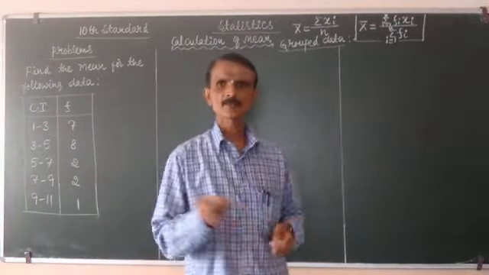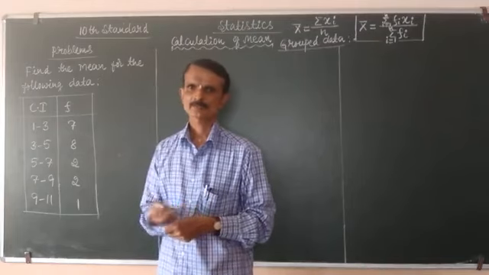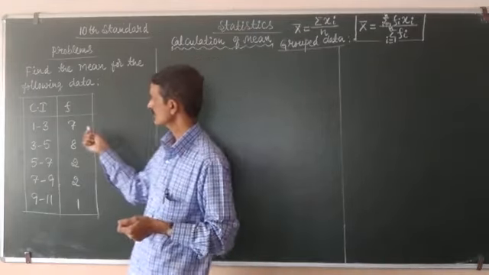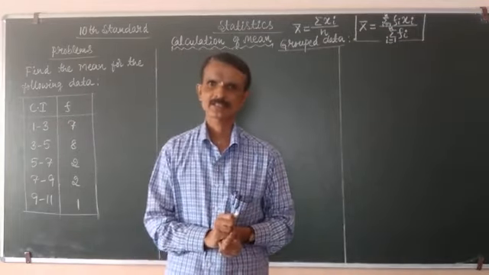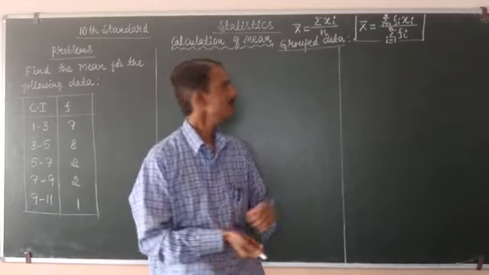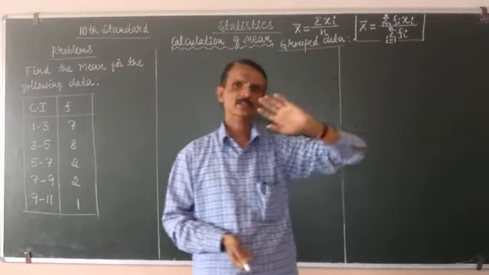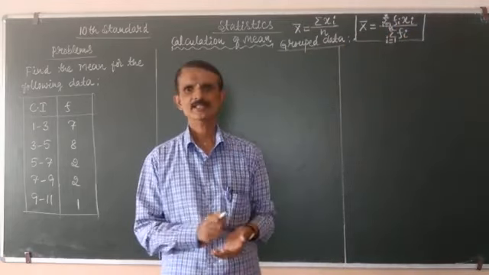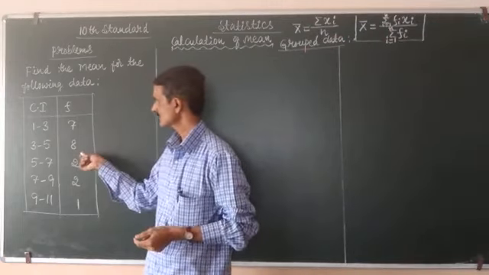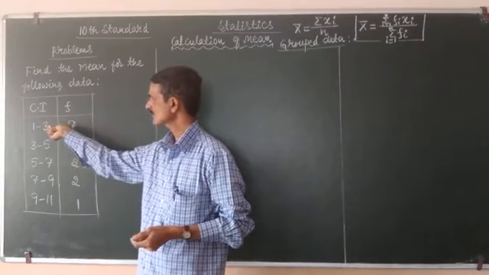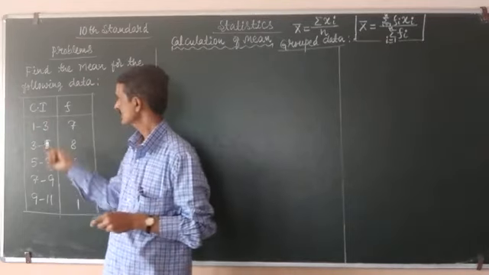Now students, observe another problem. So for grouped data, in this problem, they have given the class interval and frequency. If you observe the formula, in the numerator we have the product of f and x, frequency and the score. So for this we first have to find out the midpoint of each class interval.